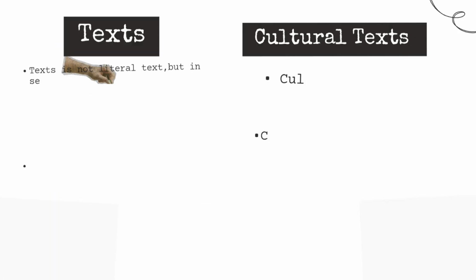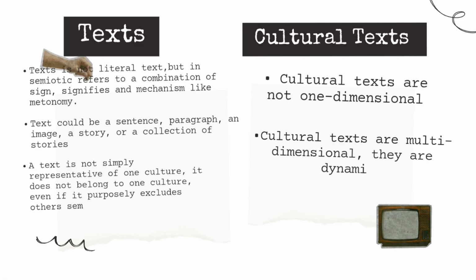So here is some additional information about text and cultural text. Text is not literal text, but in semiotics, it refers to a combination of sign, signifier, and mechanism like metonymy. Semiotics is the study of signs and symbols and their use or interpretation. One example of semiotics is the use of a red stop sign on a street. Ito yung makikita natin in our surrounding. All of those signs are semiotics.